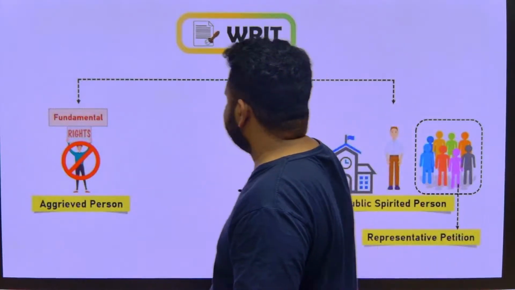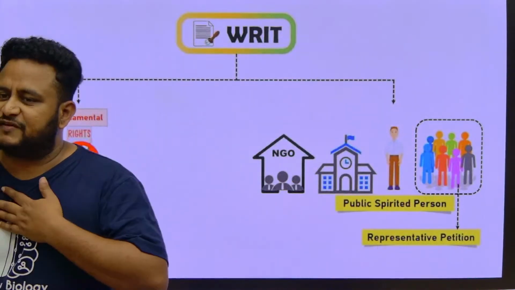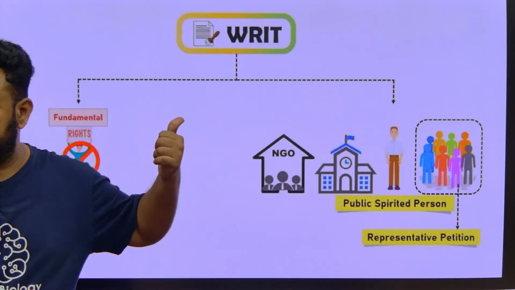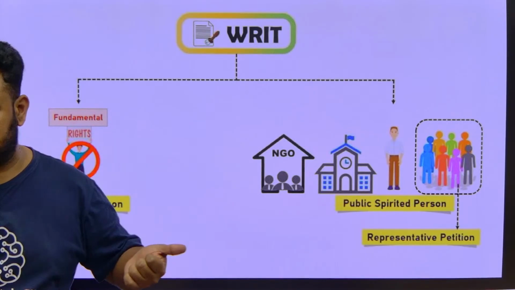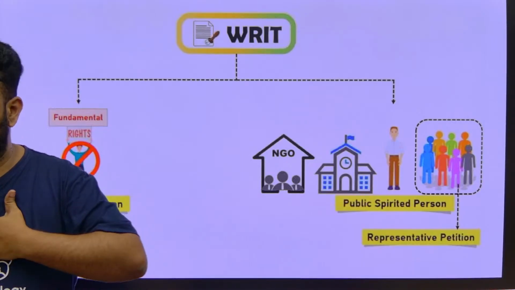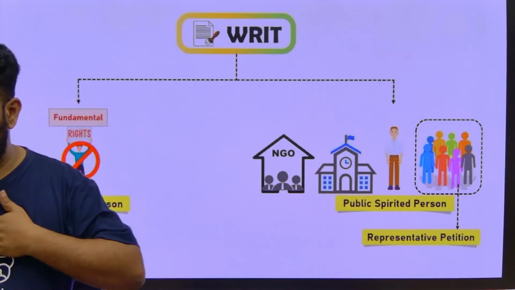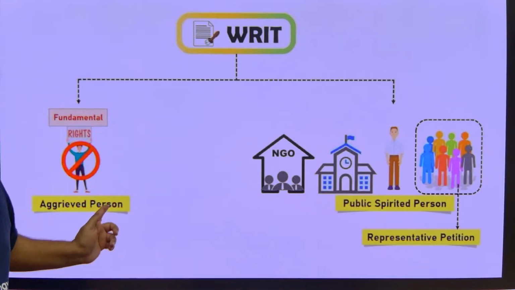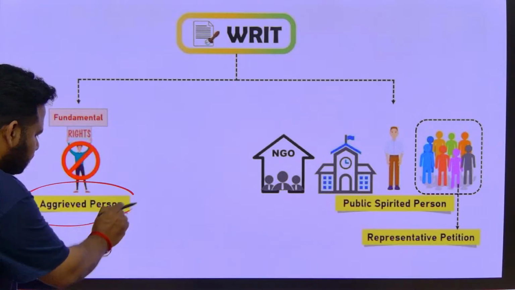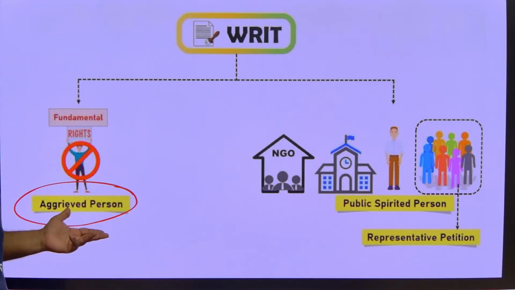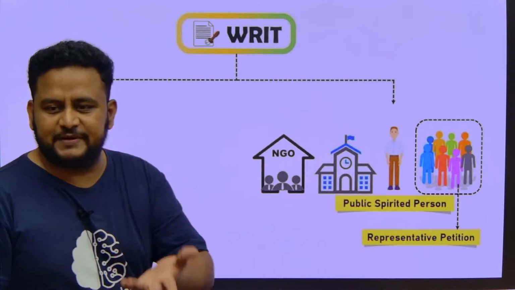Suppose my fundamental right is violated. Then I will directly go to the Supreme Court or High Court. That means if I have a disease, I will go to the hospital or doctor, because I am the sick person. Here, the person whose right is violated, if that person goes, such a person is called an aggrieved person. Aggrieved means who has been affected.